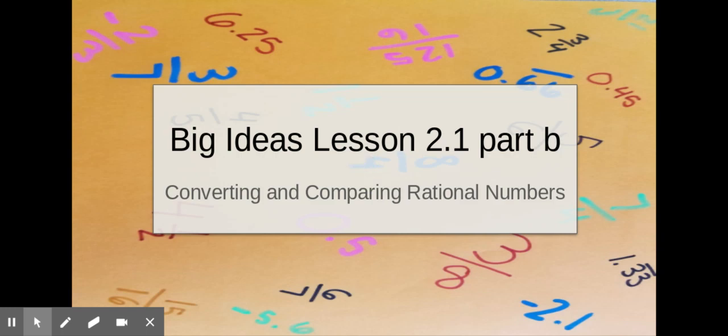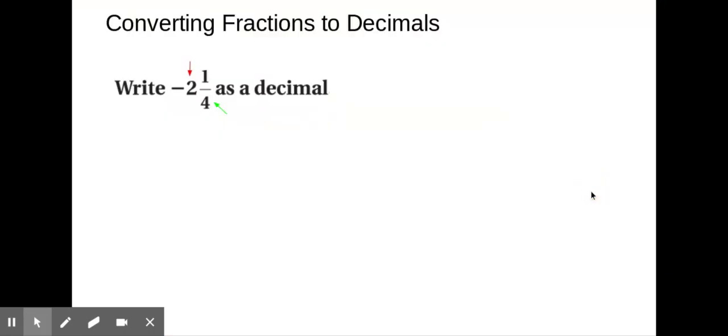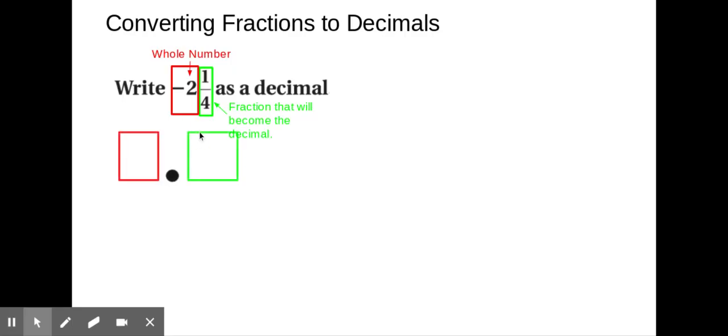Hi guys, we are going to go ahead and continue lesson 2.1 with part D, converting and comparing rational numbers. So we'll start with converting fractions to decimals. If you look at this, it says write -2 1/4 as a decimal. Well, we know that the -2 is really just a whole number, and the 1/4 is my fraction that will become the decimal. So I need to set up my problem with what my answer is going to look like.